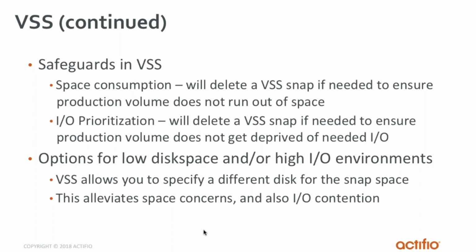But you can pick a different disk. And by doing that, number one, space management obviously becomes separated. So you can have a disk with lots of free space on it, use that for your snaps and never worry about the space on your source volumes.